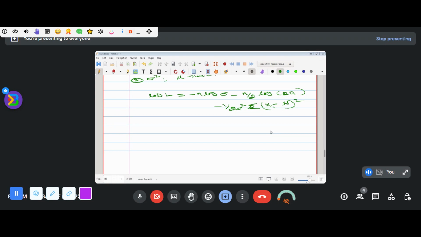Now we want to find the derivative with respect to sigma squared.